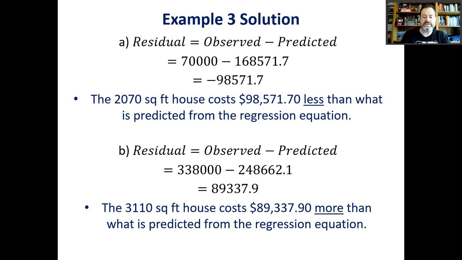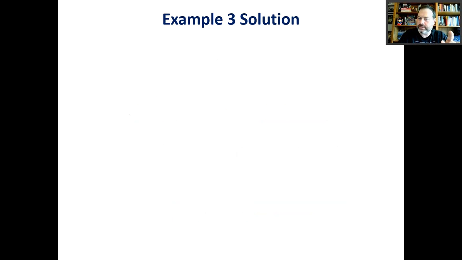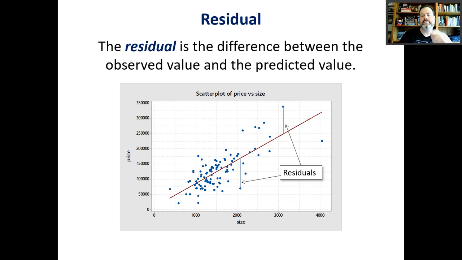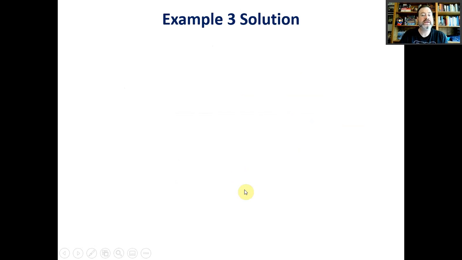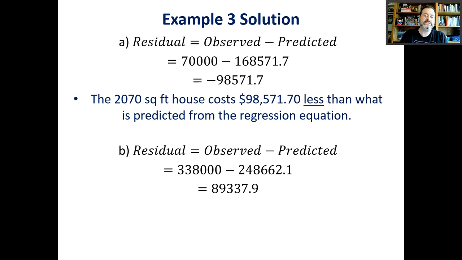And that kind of makes sense, right? If you go back and look at the graph, here's the really inexpensive house with this large negative residual. Here's the more expensive house with a large positive residual. This is a positive number because this house is worth a lot more than what's predicted. This residual is negative because this house is worth a lot less than what is predicted. And that lines up with these answers.